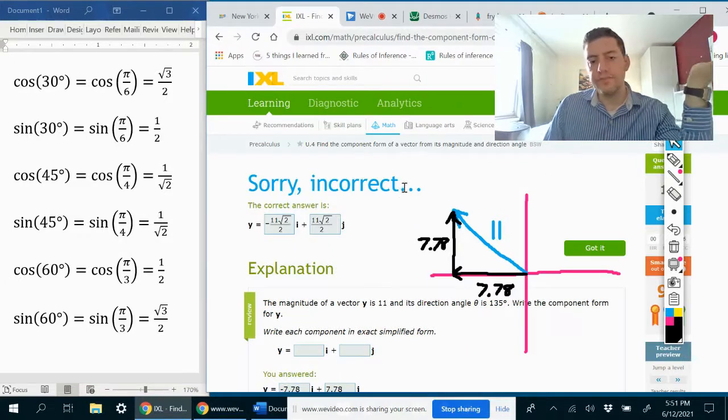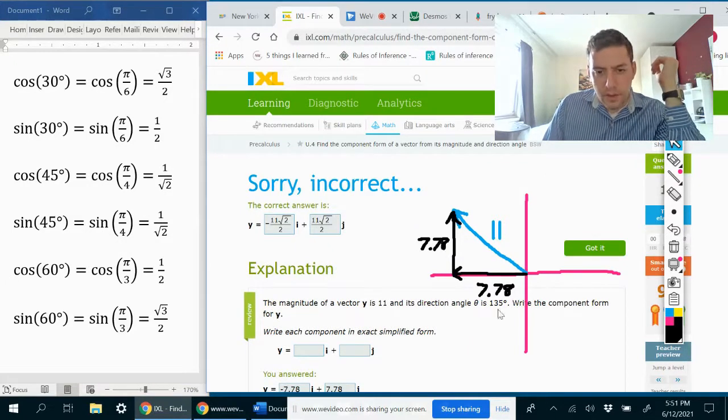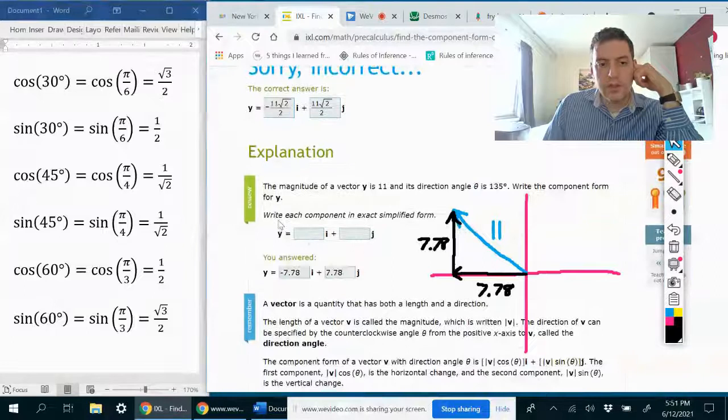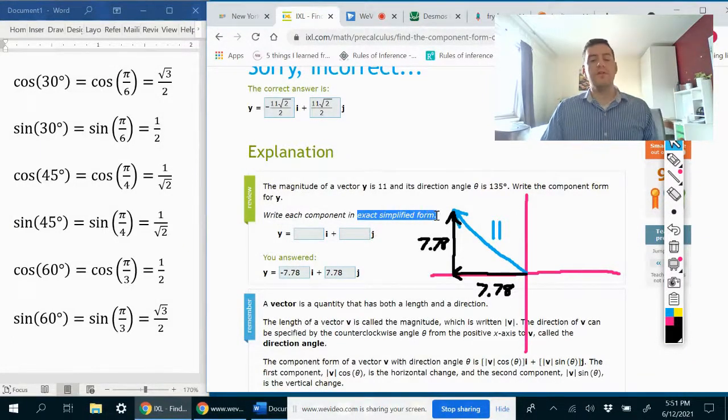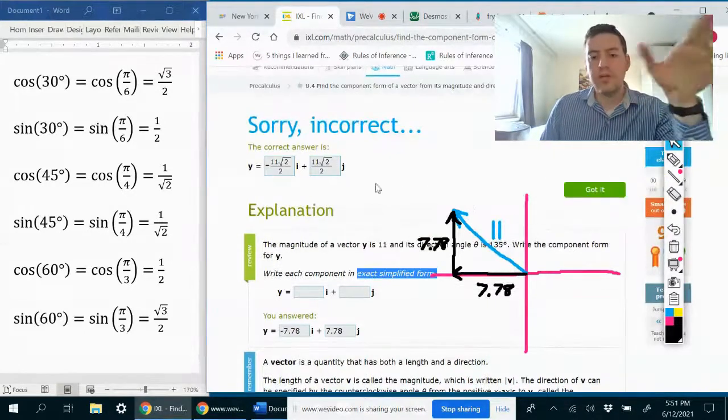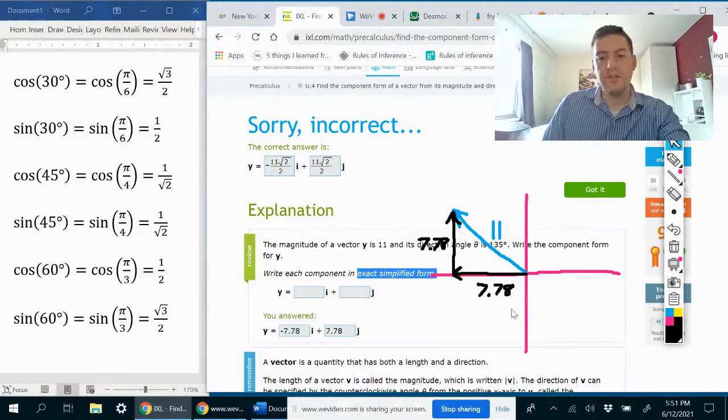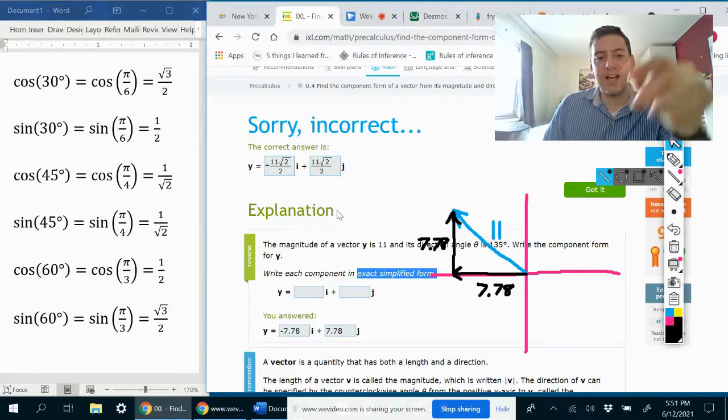Oops. Oh, what did they say? Oh, okay, yeah. So write each component in exact simplified form. Okay, so you got to be careful. So here's how we should have. By the way, this is not wrong what I said. It's just not in exact simplified form.